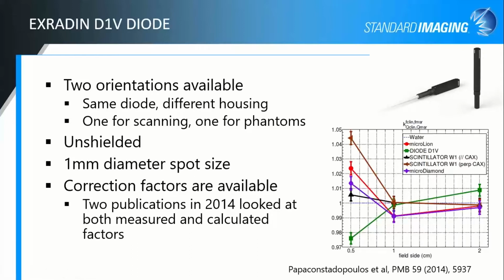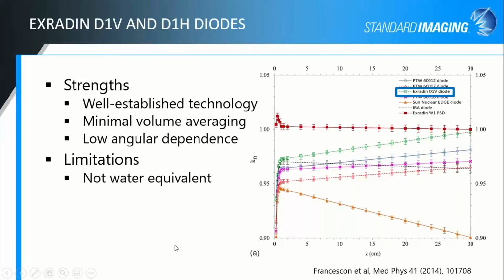It is an unshielded diode, has a 1 millimeter diameter spot size, so a nice small amount of volume averaging. And there are correction factors available for it. There are a couple of publications in 2014 that looked at both measured and calculated factors, such as this one from Papakonstantopoulos et al. And here's a different one, another one from Paolo Franciscan. I think I showed some of his earlier work earlier as well.